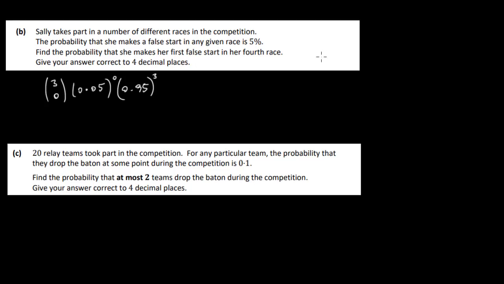So this is the probability that she has no false starts in the first 3 races, and then her first false start in the fourth race, so we just multiply by 0.05. So this is the first 3 races, and this is the fourth race. So she has no false starts here, and then she has her first false start in the fourth race. So when we multiply all that out and do the calculator work, you get 0.0429 to 4 decimal places. Okay, so that's it for part B.